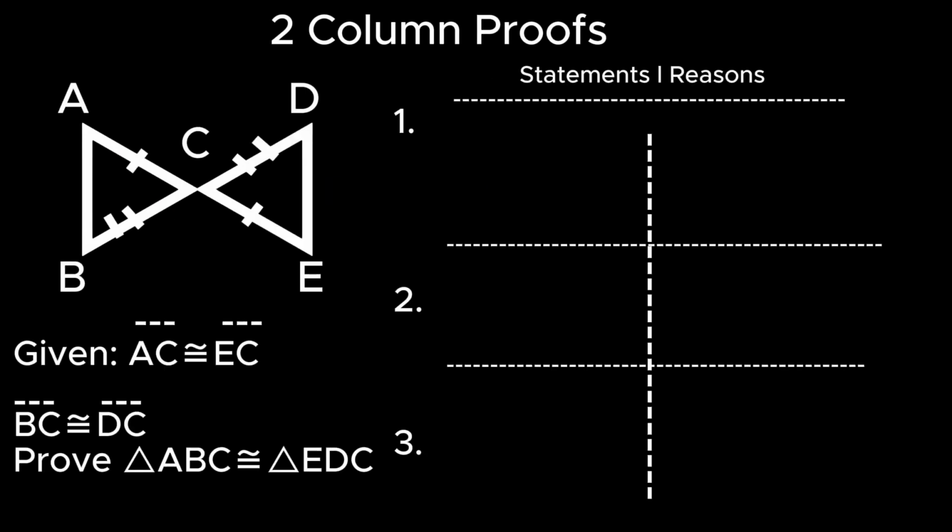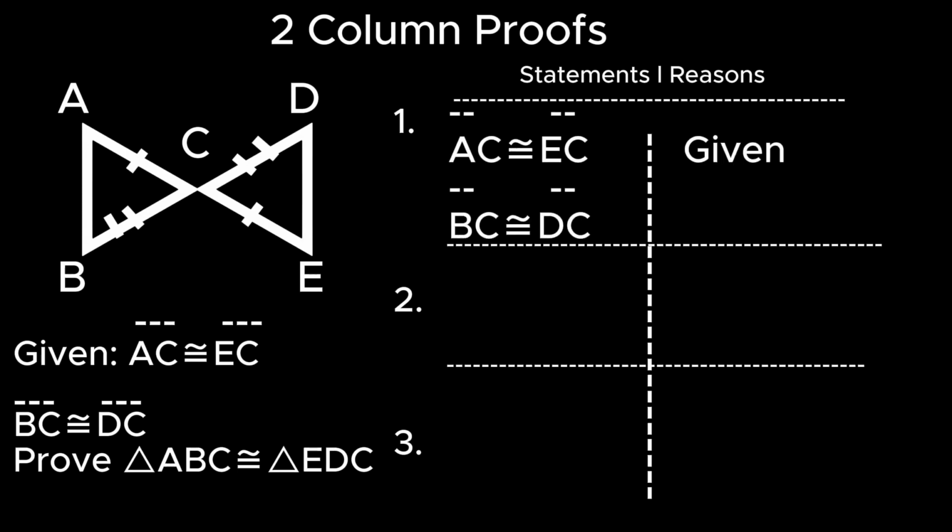Everybody, today we're going to be doing some two-column proofs. Given that AC is congruent to EC and BC is congruent to DC, I want to prove these two triangles congruent. Now, how do we do that using two-column proofs? Well, our first step in a two-column proof is always going to be our given statement. So we're going to write AC is congruent to EC and BC is congruent to DC, and our reason for that is given.